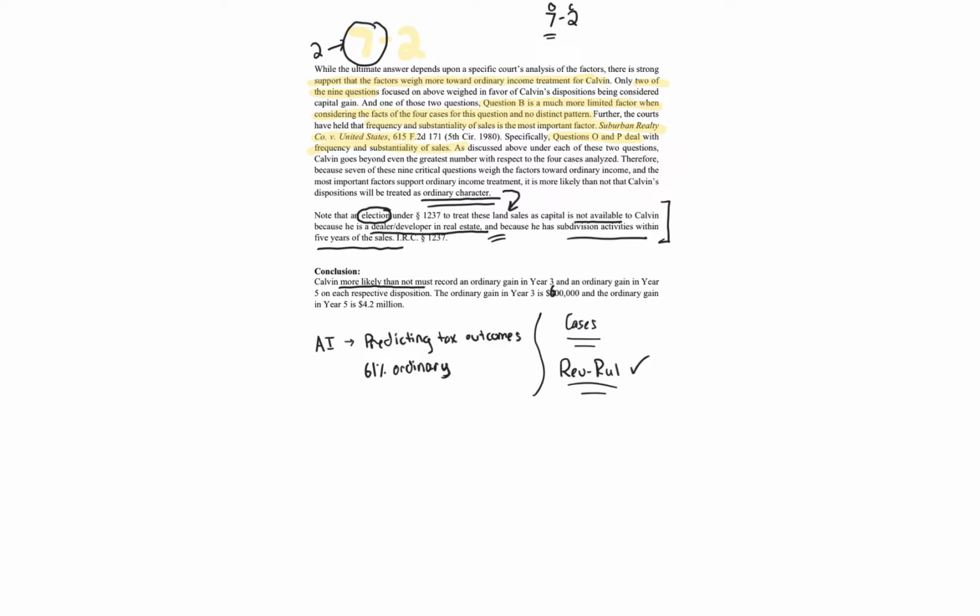Remember how I told you in the fact pattern, or in the memo, that the courts have held that the frequency and substantiality of sales is the most important factor, Suburban Realty. From that, and of course by doing the research, going through Checkpoint, CCH, Westlaw, Lexis, and looking at the cases for super factors, I played around with factors and changed numbers for some of them. That's how I determined that questions O and P were the most important ones. I'll explain my results looking at question P later on. Okay, let's go ahead and look at those reports now.